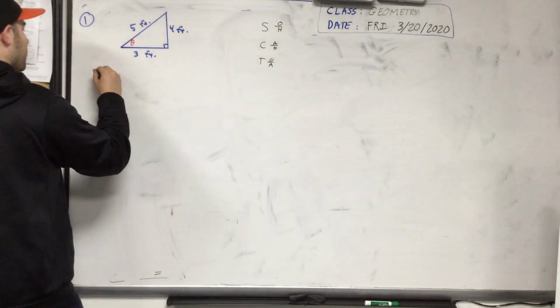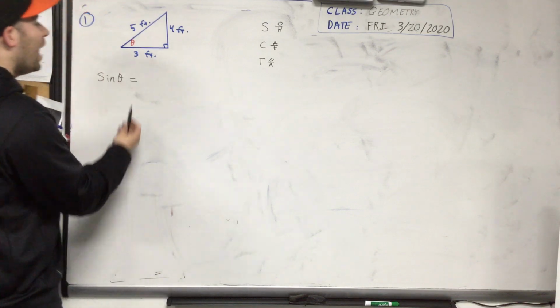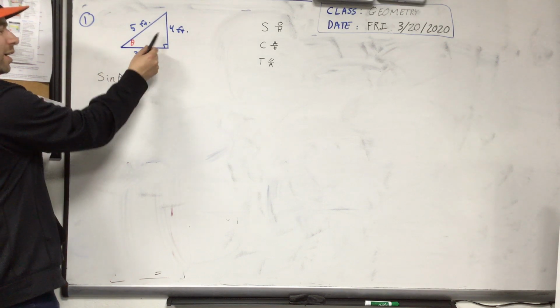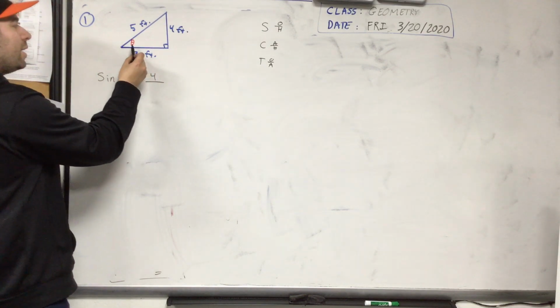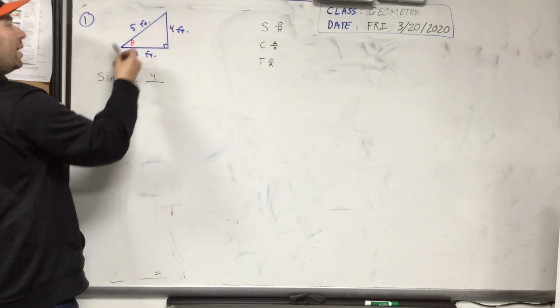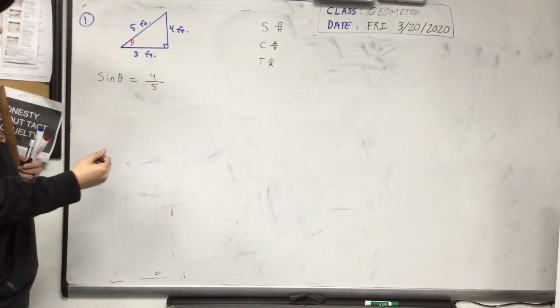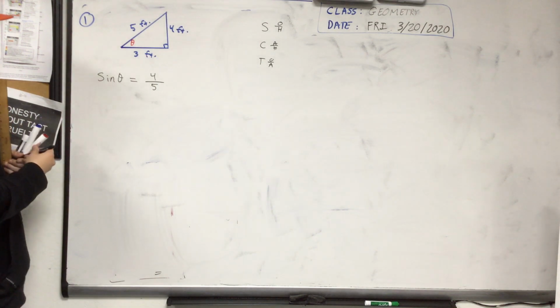So what I'm going to do to find the sine of theta, soh. I look at angle theta. What's the opposite side of angle theta? The opposite side of angle theta is 4. The hypotenuse of the triangle is 5. Opposite side over hypotenuse, 4/5 is the sine ratio for angle theta.